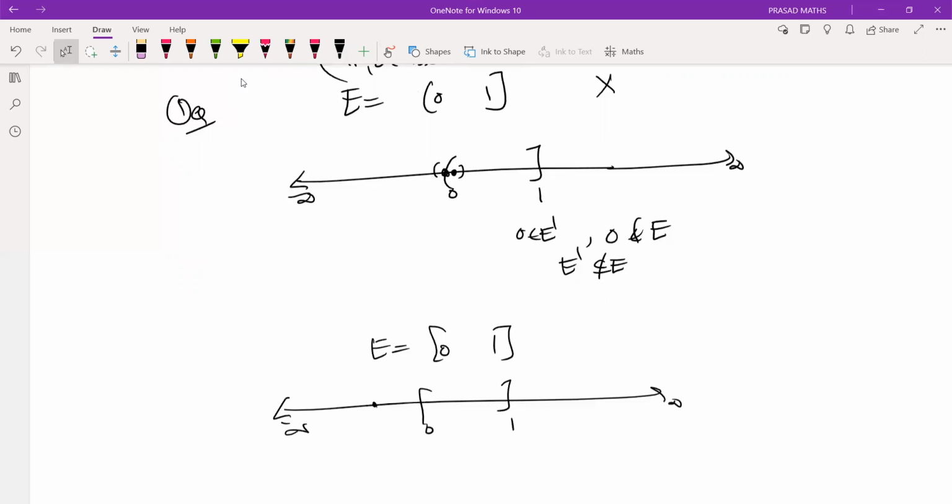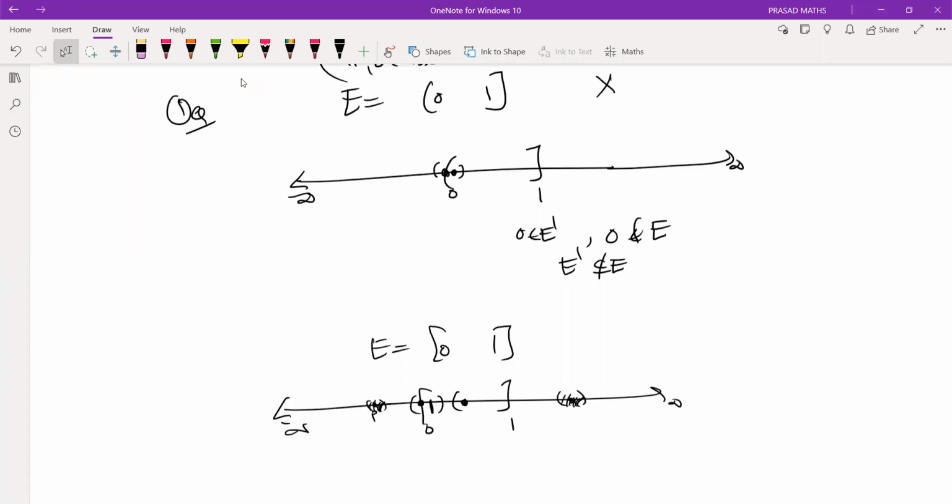Is it a limit point? No, because I can find a neighborhood which never contains any point of the set. Is it a limit point? No, I can find a neighborhood which never contains any point of the set. Is it a limit point? Yes. You give me any neighborhood, it contains at least one point other than 0, which are in fact to the right of 0. So 0 is a limit point.